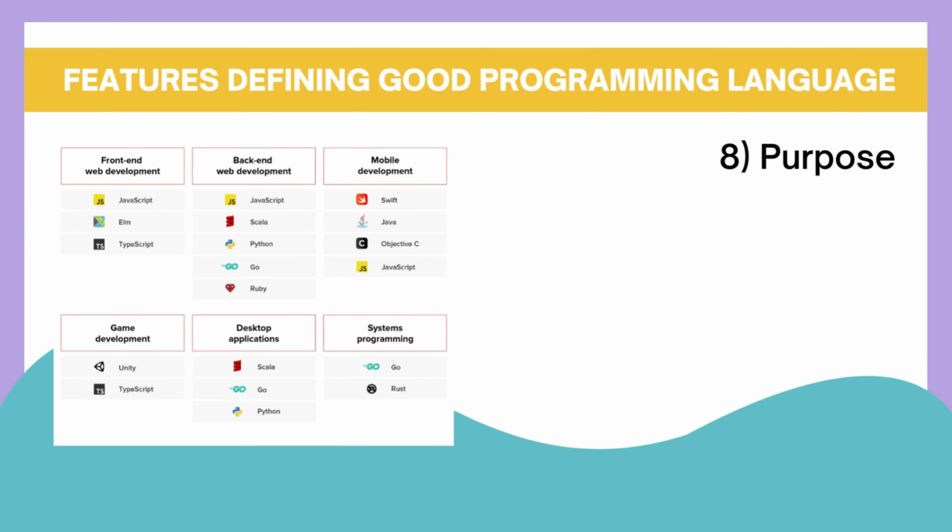Purpose. Each programming language must have an intended purpose. It's not enough to have a programming language for the sake of having it. Many programming languages are built for a specific purpose. For example, in manufacturing industries, we would find programming languages that are built specially to create programs for that industry.